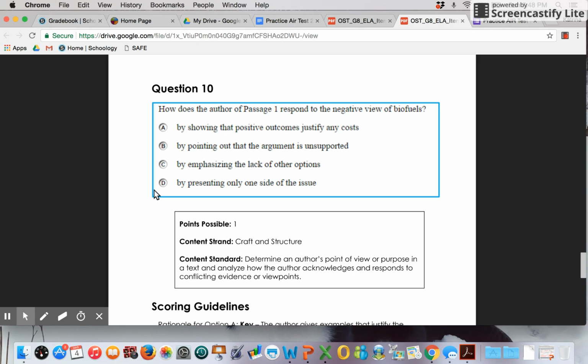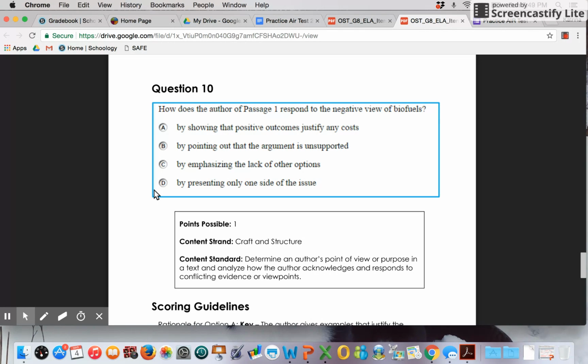Option B, you may have selected this one because there's no support for the other point of view. However, the author doesn't point this out. She doesn't actually say that the other side of the argument has no evidence. She simply explains that biofuels may be expensive, but there are benefits.